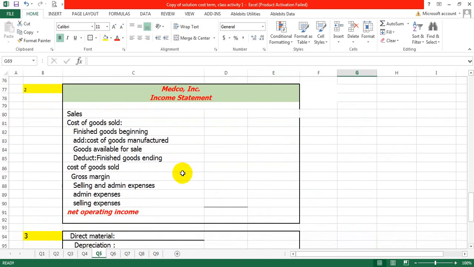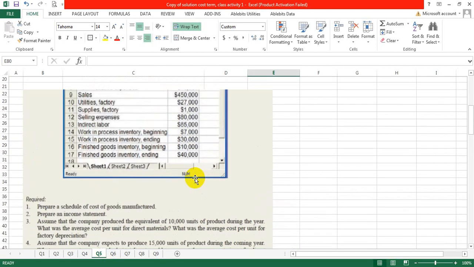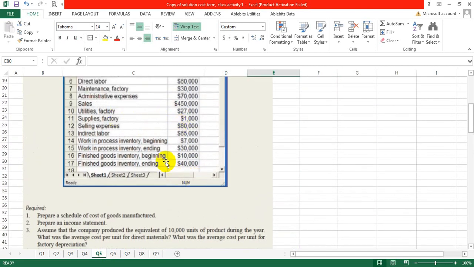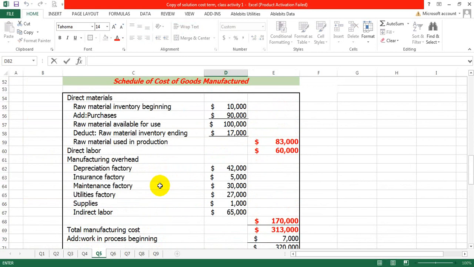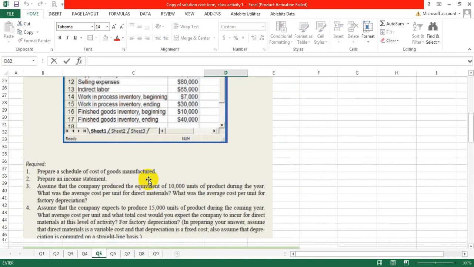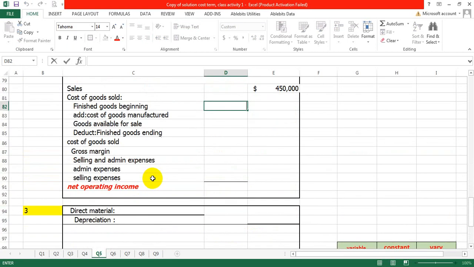Now we will move towards the second requirement, that is the income statement. Okay, now in the income statement, my first value, again check the first value, sales is 4,50,000. So first I will add this value, 4,50,000. Cost of goods sold, finished goods beginning. How can we calculate finished goods beginning? My finished goods beginning is 10,000, right? We can check from the question, 10,000.